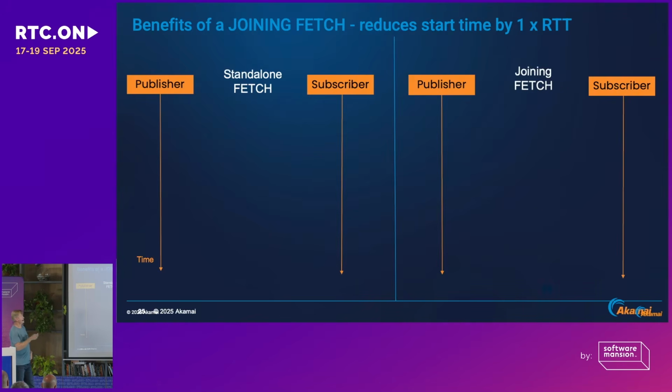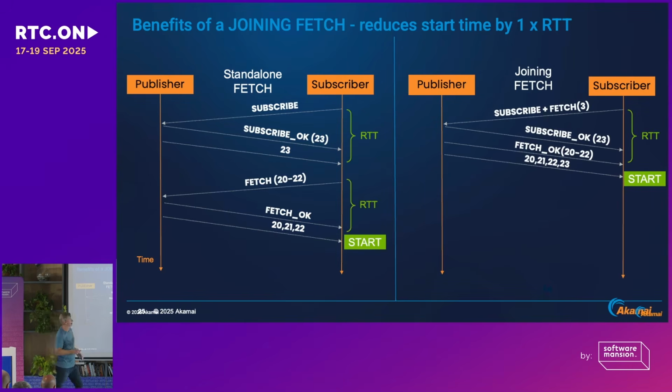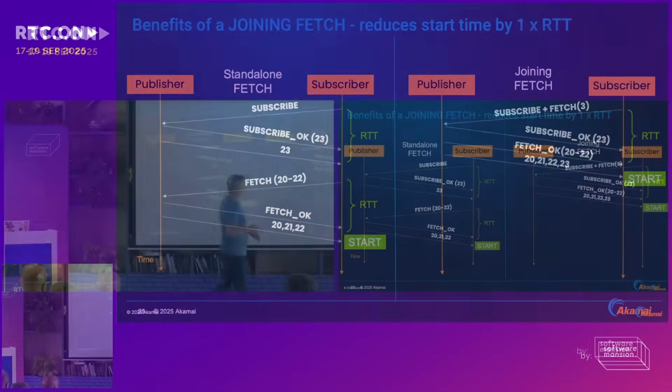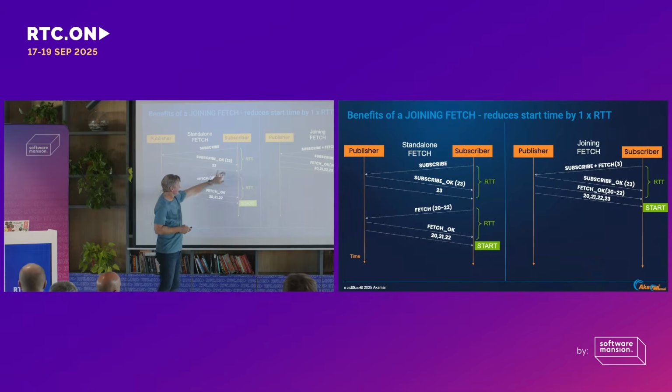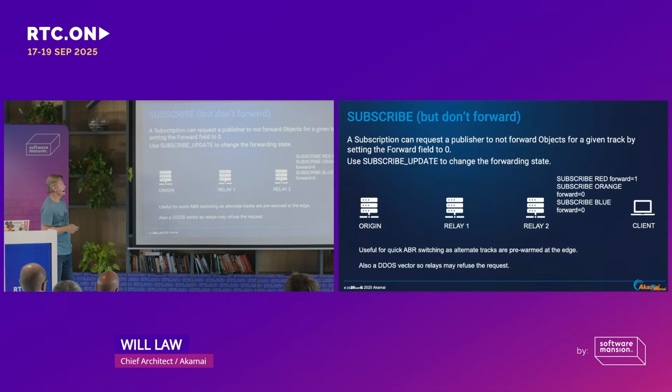So this just simple diagram, I mentioned we had a joining fetch. One of the reasons for that is I remove one RTT. So we have a race, we have a standalone fetch here. So that one is already started because it was able to do the subscribe and the fetch together, which is essentially a joining fetch. This one took longer because I had to get the answer back here before it could do a clean fetch. So we're able to start decoding and playing content within one RTT from request time.